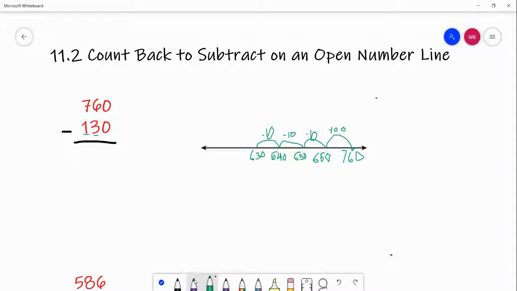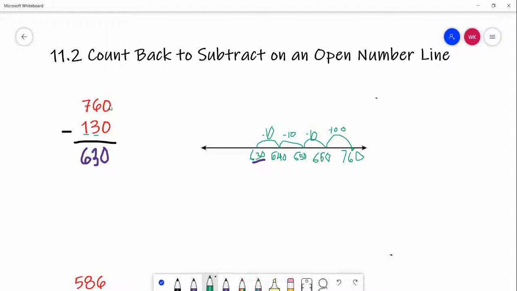All right, so our answer, or what we landed on, is 630. So I'm going to go ahead and put 630 in our answer, but I just want to make sure that I did this correctly. I want to check my work. So I'm going to start at the ones place. That's where we always start to subtract.